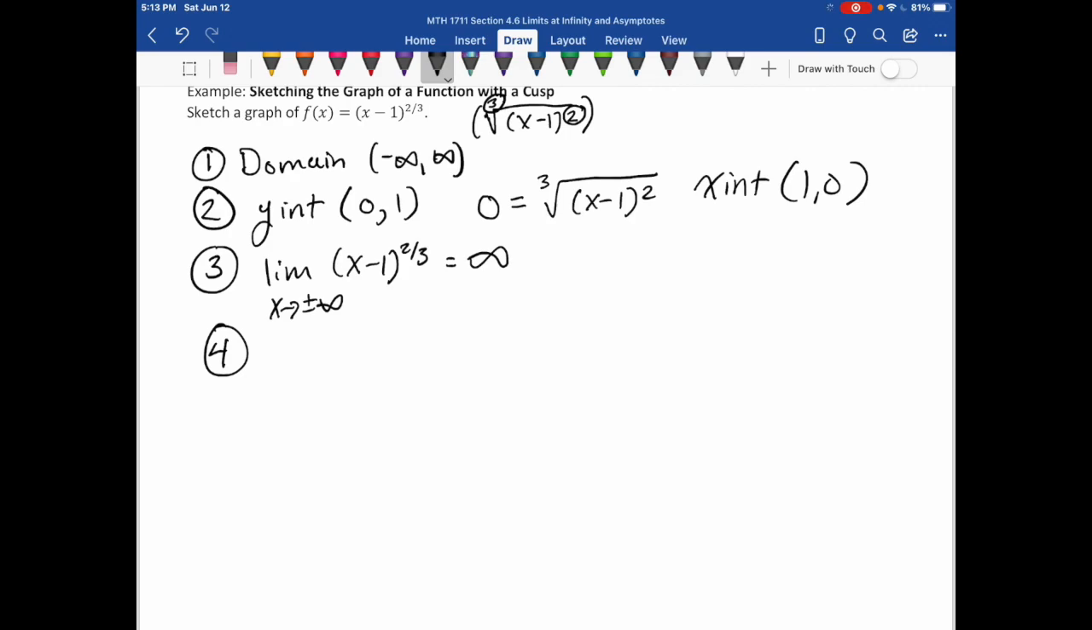Now, for step 4, we need to look for vertical asymptotes, and because we don't have any denominators here, where we have to look to see where the denominator is equal to 0, we're going to get no vertical asymptotes.